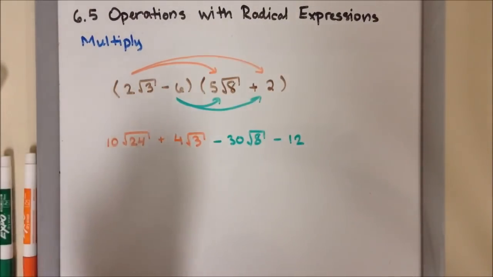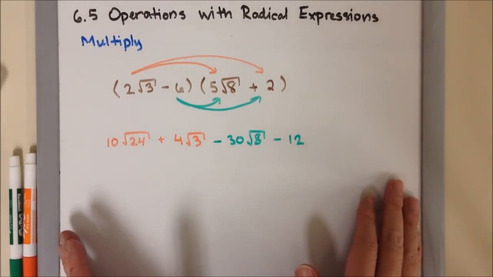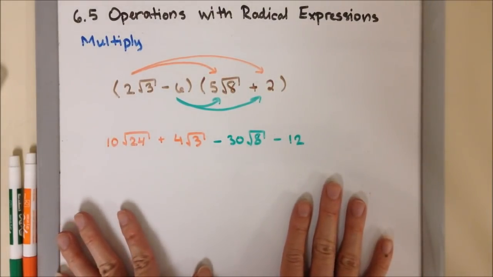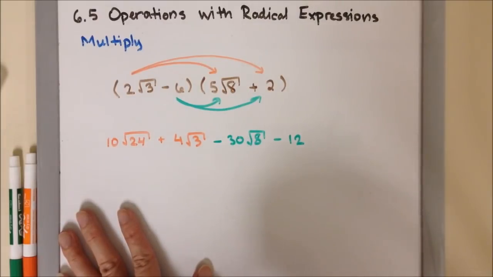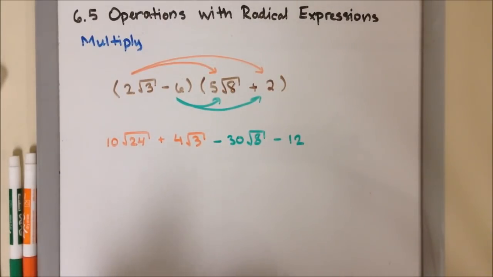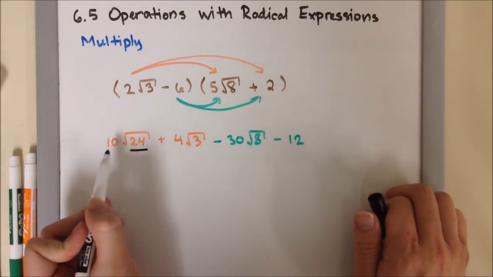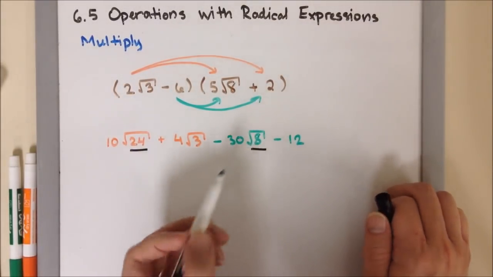Now, just like FOIL, can we combine any radicals together or any variables together? In this case, we cannot. Next, you can check if you can simplify any radicals. In this example, we can. We can simplify the square root of 24 and the square root of 8.